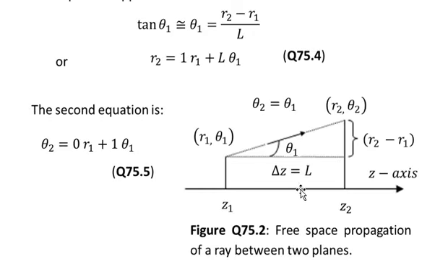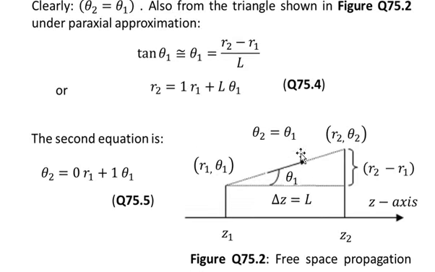And you know that in this triangle I have specified that θ2 is equal to θ1. And you know that under the paraxial approximation, where we have assumed that the angle θ1 is very small, we can write that tan of θ1 is approximately equal to θ1, which is equal to (R2 minus R1) over capital L. So from this triangle you can see that tan of θ1 is (R2 minus R1) over capital L. So rearranging, writing tan of θ1 equal to θ1 and solving this equation for R2, we have R2 is equal to 1 times R1 plus capital L times θ1.